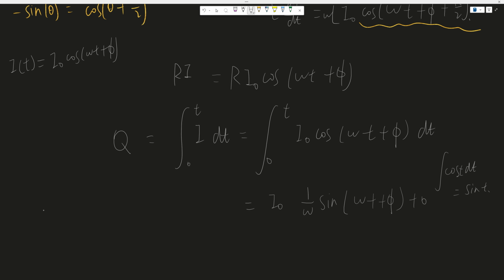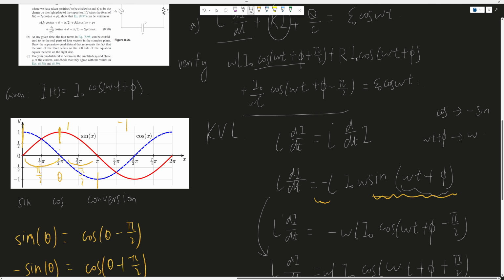Why? Well, because we know from the question that at time equals 0, the capacitor doesn't have any charge. And so Q should be 0 at 0. And what we also know is that this charge in the capacitor oscillates around the 0 point, so it doesn't really matter, this constant of integration. And so then we know Q over C equals I0 over omega C sine omega t plus phi, which again, not surprisingly, matches the formula here.